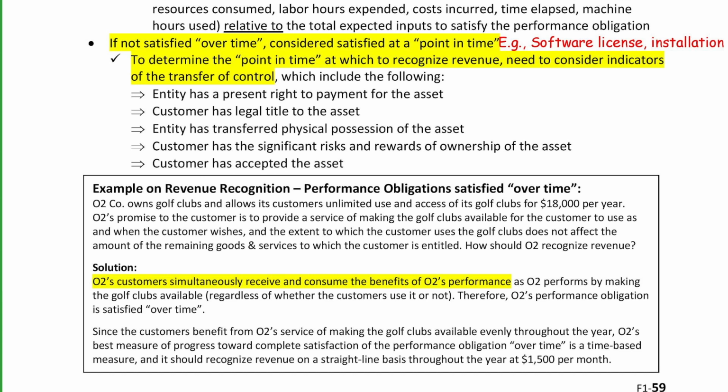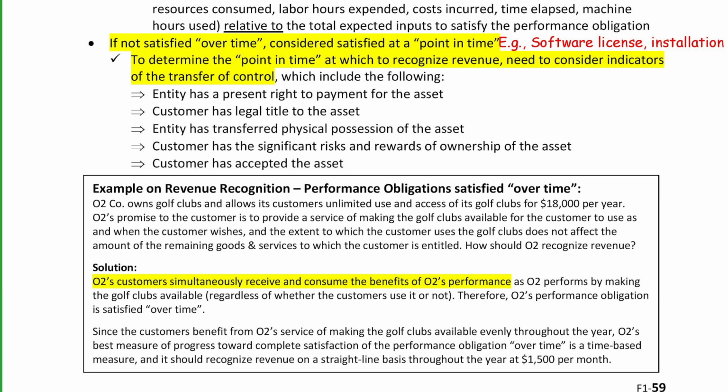Let's now look at the example that we have on this page. So we've got O2, which owns golf clubs and allows its customers unlimited use and access of its golf clubs for $18,000 per year. Now, O2's promise to the customer is to provide a service of making the golf clubs available for the customer to use as and when the customer wishes. And the extent to which the customer uses the golf clubs does not affect the amount of the remaining goods and services to which the customer is entitled.